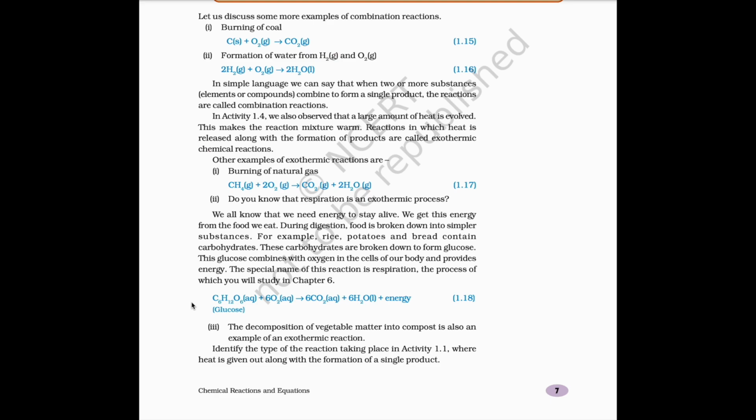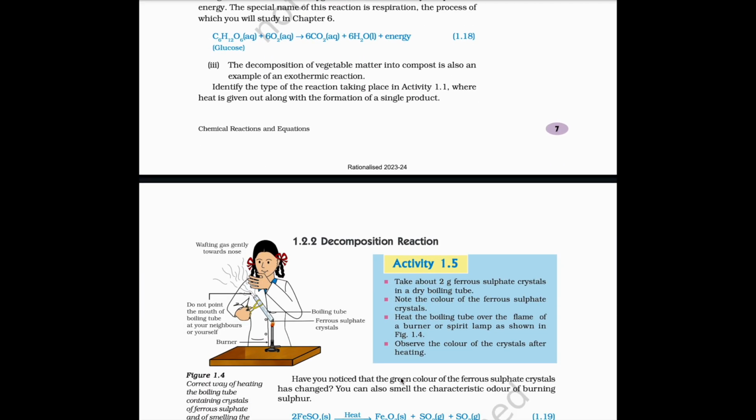C6H12O6 aqueous plus 6O2 aqueous converts to 6CO2 aqueous plus 6H2O liquid plus energy. Third, the decomposition of vegetable matter into compost is also an example of an exothermic reaction. Identify the type of the reaction taking place in activity 1.1 where heat is given out along with the formation of a single product.